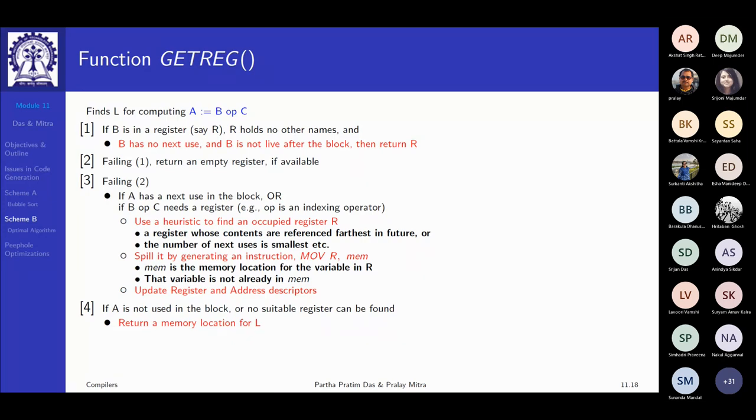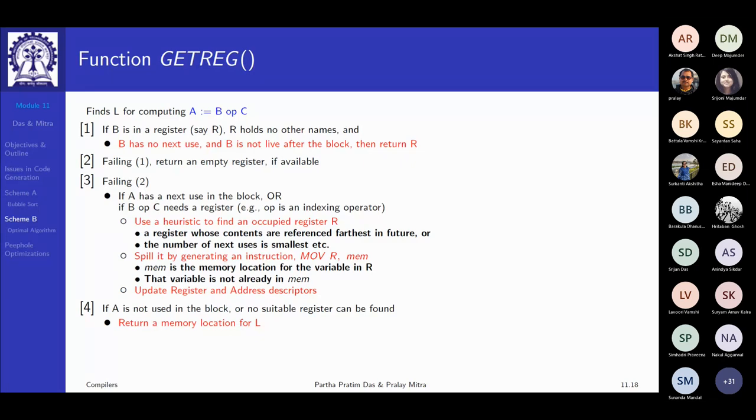Or you can use a heuristic that the number of next uses is the smallest. Every register has some variable, so you see what is the next use of this variable, and whatever is the smallest next use, you can use that. These are all heuristics, just to hope that in the future the load and store will be less.